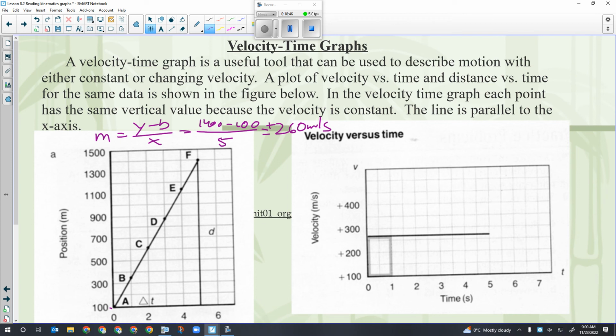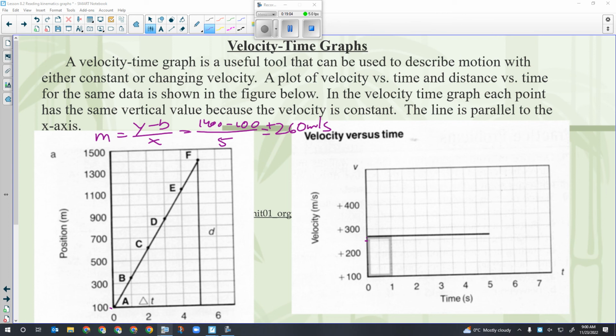Is that what the velocity versus time graph is showing me? Okay, this is 200, that's 250, that's 260. That's showing me exactly the same thing. Okay.